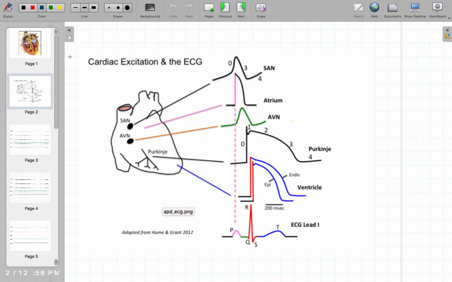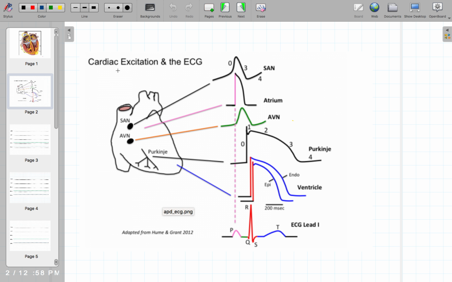Hi, welcome to our discussion of electrophysiology of cardiac cells. We're going to do two movies, one that discusses the physiology of pacemaker cells and the other that discusses the physiology of cells that are going to contract, so the cardiac myocytes that actually contract.